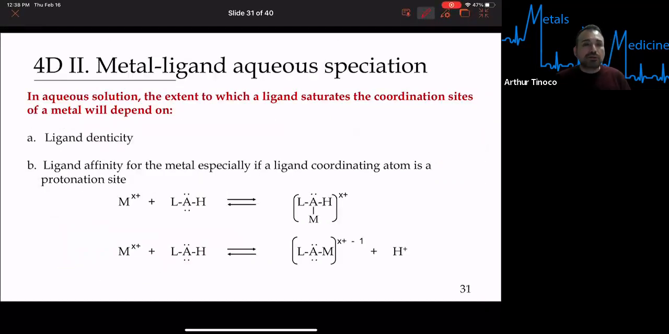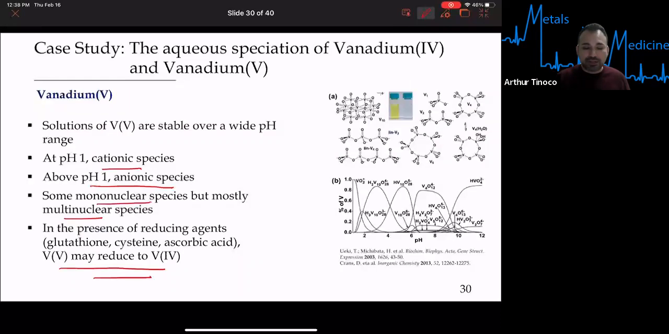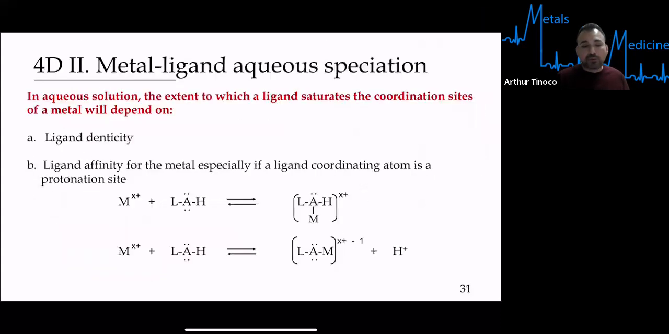All right, so let's look at a few factors that really contribute to the metal ligand aqueous speciation, because what we were looking at over here are just examples of vanadium-4 and vanadium-5 in the presence of just water and how pH can dictate the speciation. But then when we start considering the presence of other ligands, not the solvent itself, what are those factors that are going to have an impact on the overall speciation?